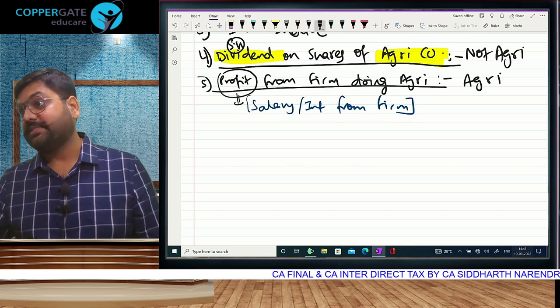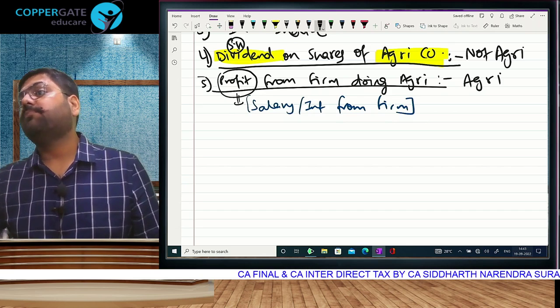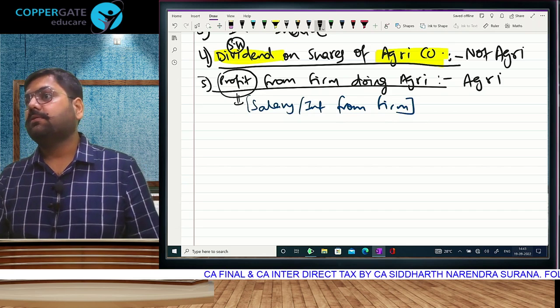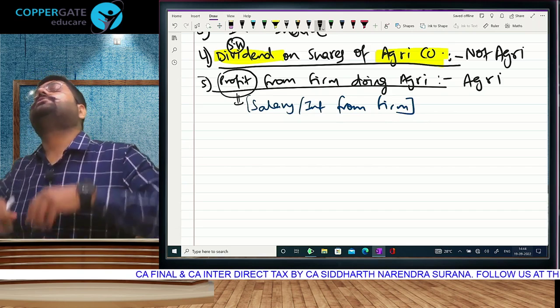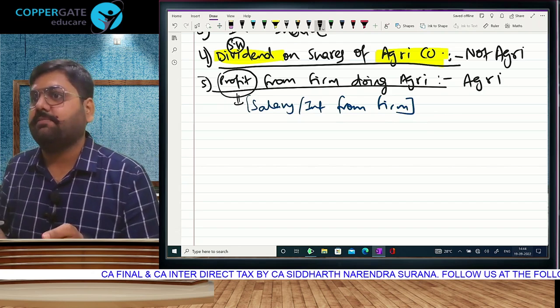So dividend from a company doing agriculture is not agriculture. So taxable. Correct? But profit from a firm doing agriculture is agriculture. So it will be exempt. Share of profit under all circumstances is anyways exempt.